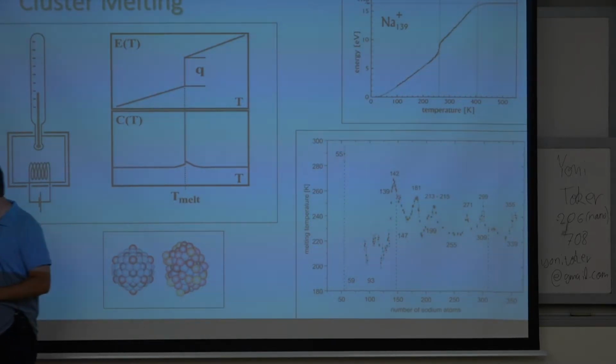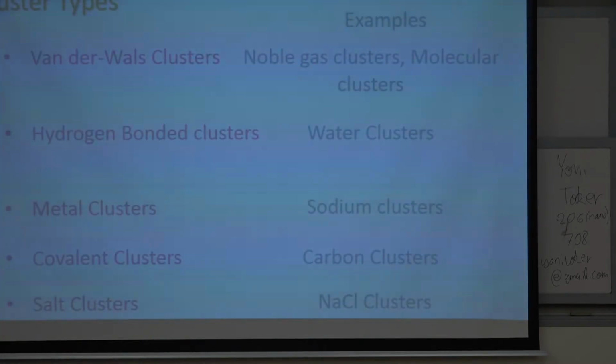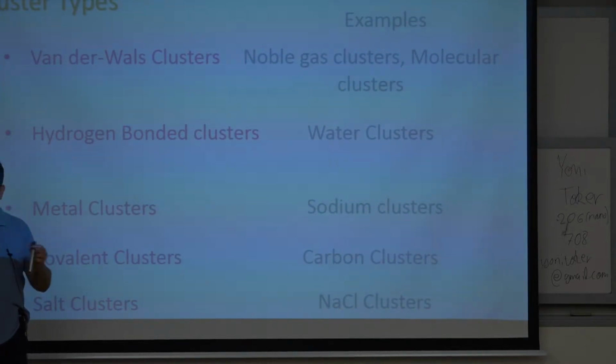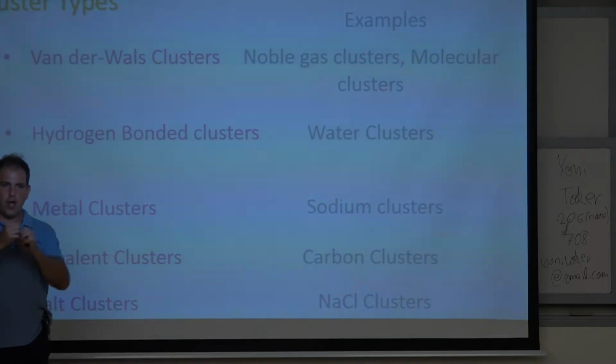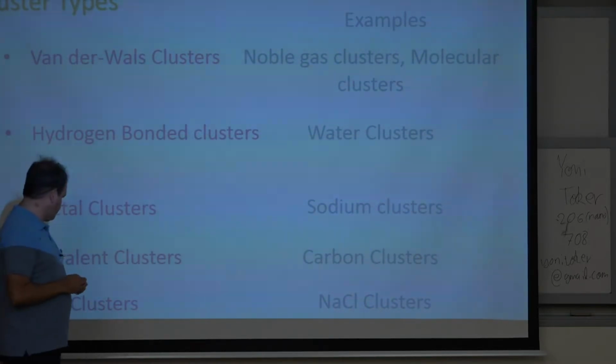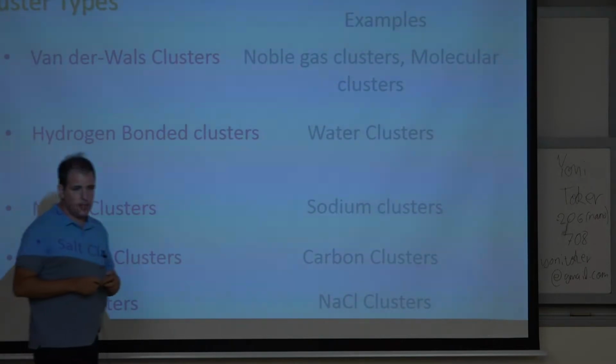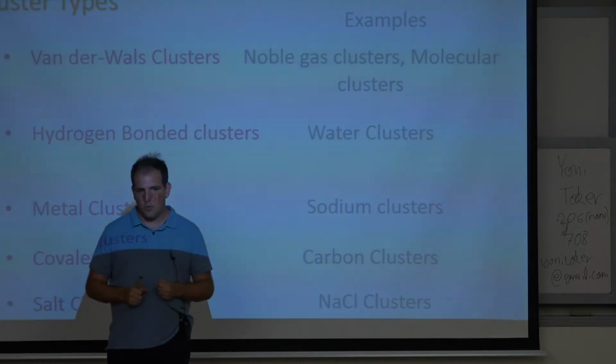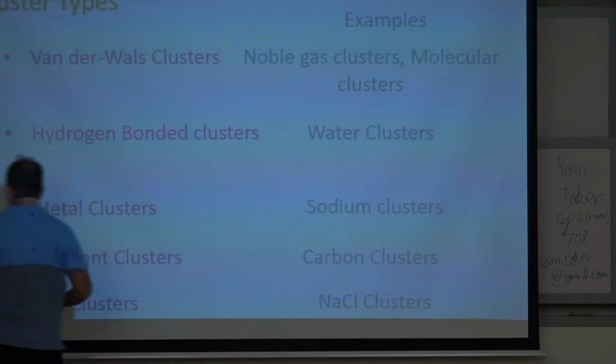But first, I think it's worthwhile to talk a little about the different kinds of clusters that we have. We usually divide clusters according to the type of interaction between the atoms or molecules within the cluster. The weakest kind of interaction is something called the van der Waals interaction. A van der Waals interaction is an attractive force that every two bodies have, but is very, very weak.